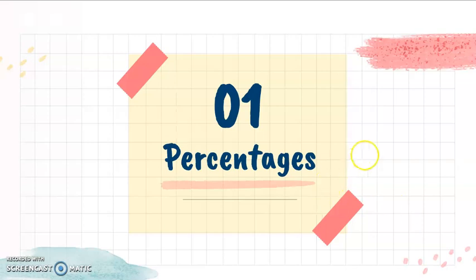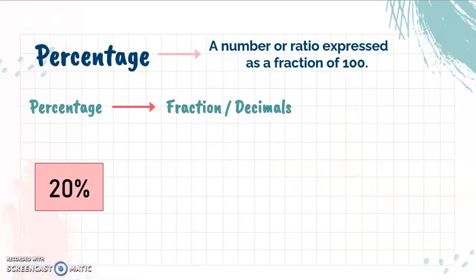The first topic is percentage. Percentage is a number or ratio expressed as a fraction of 100. Percentage is always related to fraction or decimal because it can be converted to fraction or decimal.